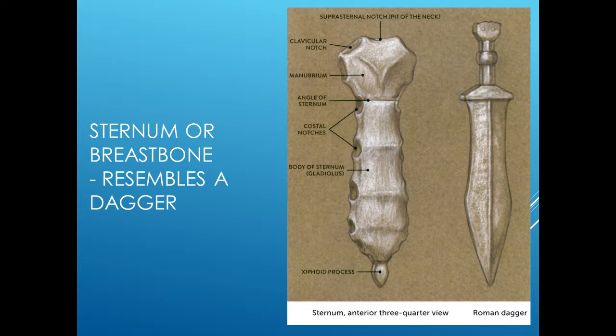And here's the body of the sternum. And then down here at the bottom, this little piece of the bone here, this is called the xiphoid process. I know it's an XI, but that has the Z sound. So it's a xiphoid process. Anyway, that's what the sternum resembles, a Roman dagger. You can kind of see how it resembles the shape there and even comes to a point at the end.